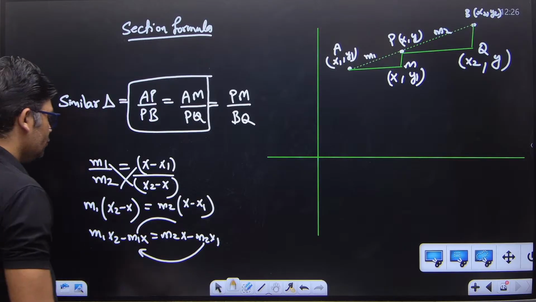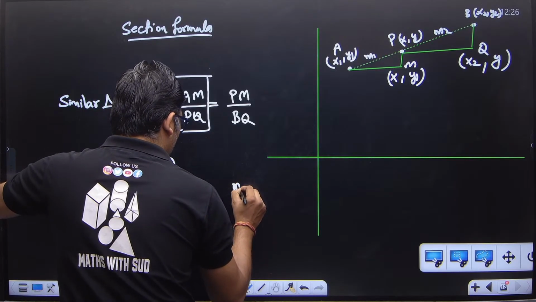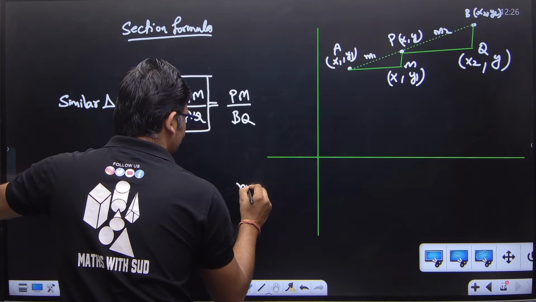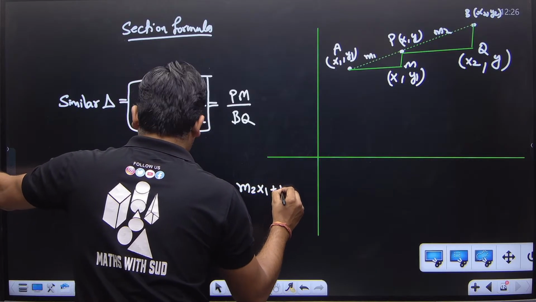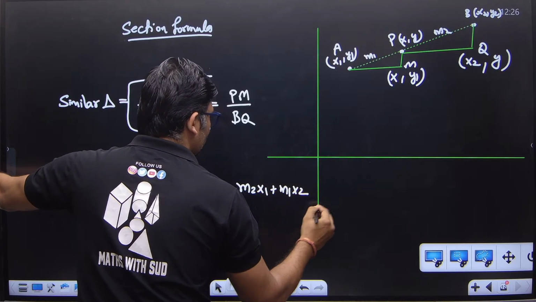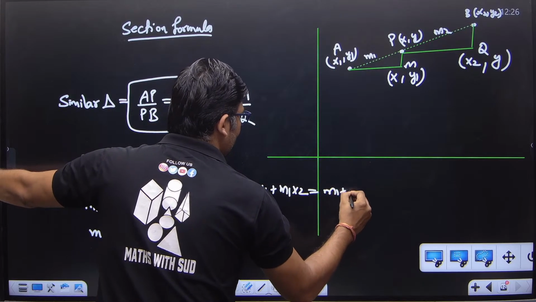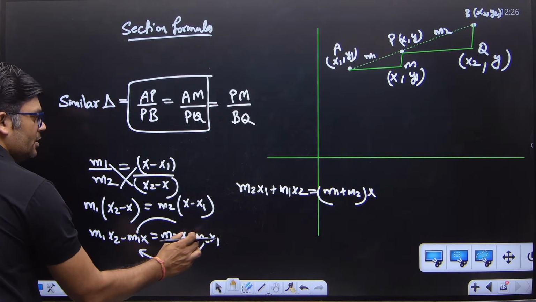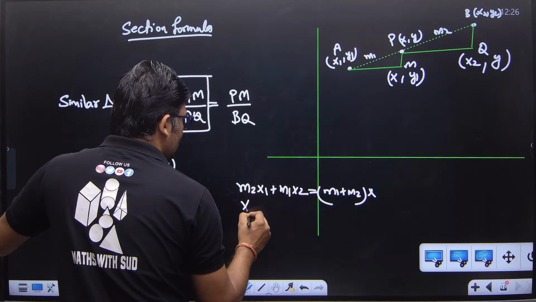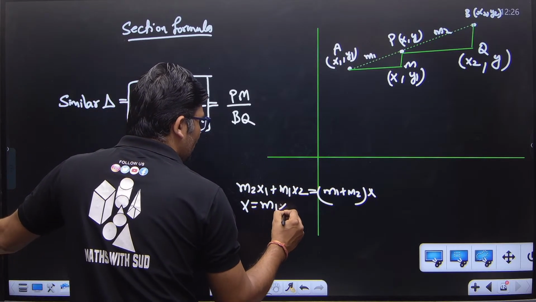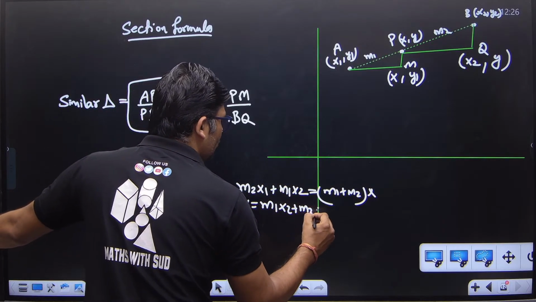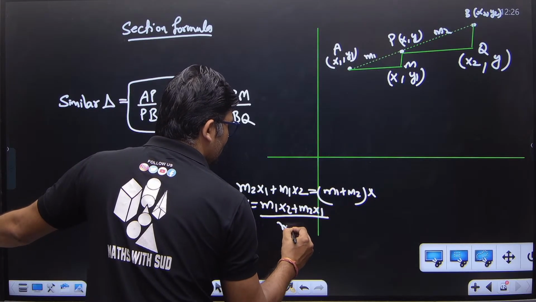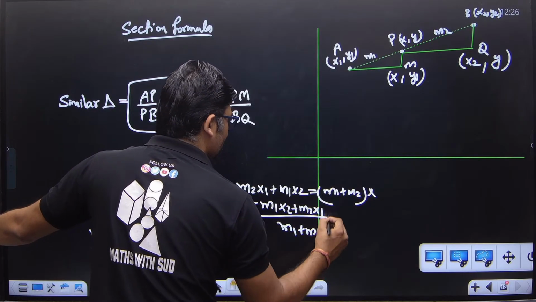So you will have m2 X1 plus m1 X2 is equal to m1 plus m2 times X. m1 will come on this side, so m1 plus m2 times X. So X will be equal to m1 X2 plus m2 X1 divided by m1 plus m2. This is the formula.